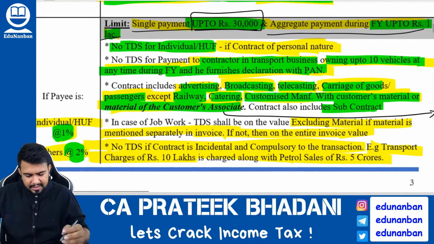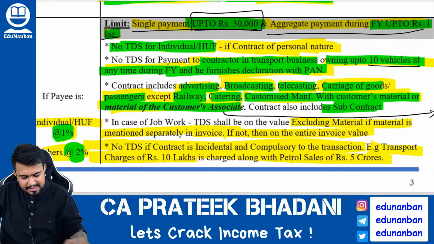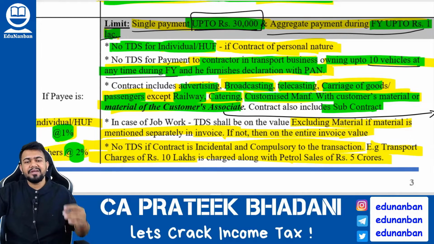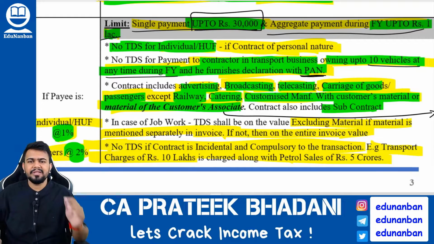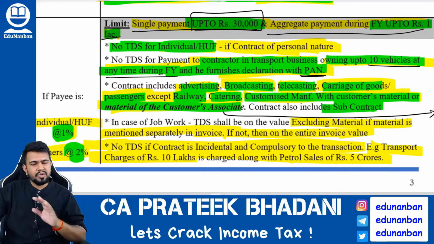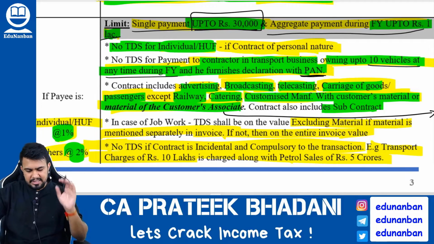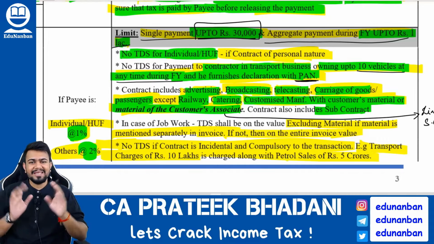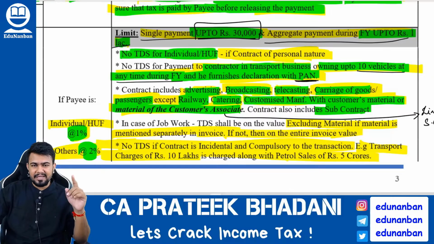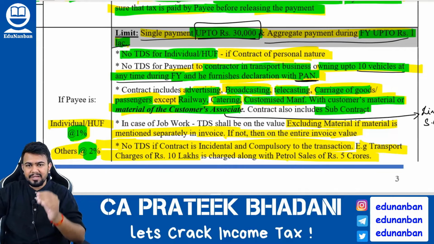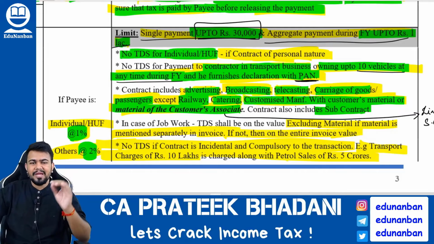Listen here. If the contractor is owning only up to 10 vehicles at any time during the financial year, and he furnishes a declaration that he is owning only up to 10 vehicles, and he is also mentioning his PAN number in the declaration, then for such transporter no need to deduct the TDS under section 194C. You get my point? So for transporter various benefits are given. Firstly, we discussed in PGBP chapter in section 40A(3). Generally, if cash payment or payment through other than prescribed modes is made to a person in a day more than 10,000 rupees, you remember, then it is not allowed. However, in case of transporter alone, it was 35,000.